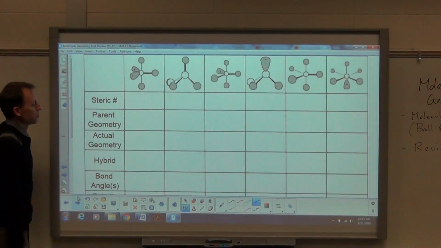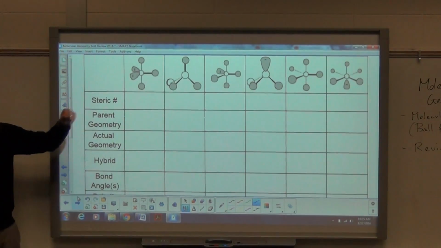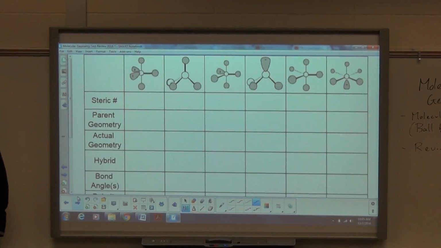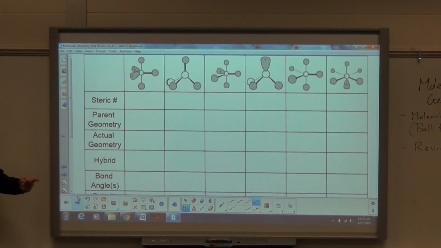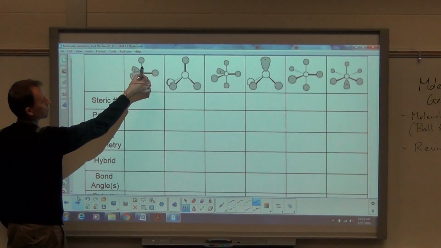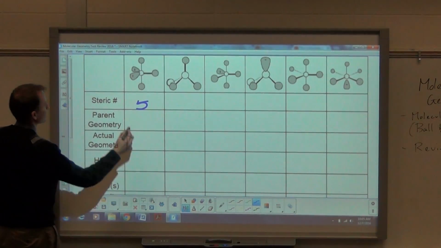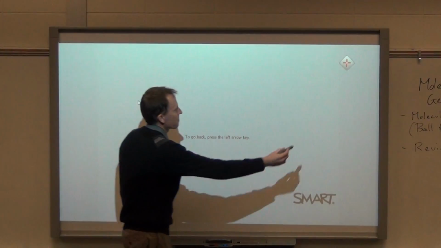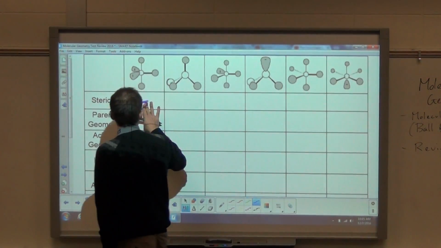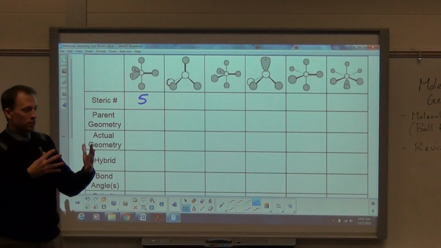So here we go, doing the first one. All these terms and everything you need to know. I see a shape like this, steric number. Steric number is a fancy way of saying number of electron clouds on my center atom. Clouds count as single bonds, double bonds, triple bonds, and lone pairs. So I see 1, 2, 3, 4, 5 clouds. Let's try that again. There we go. So I have 5 clouds. The minute you say 5, you should then go into a certain shape.